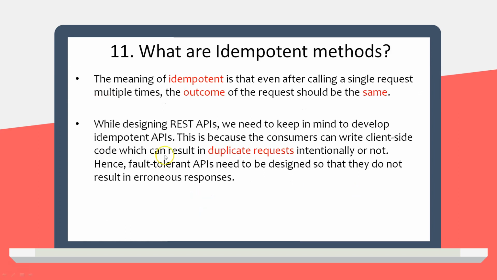So it's a good practice to use forward slashes to indicate the hierarchy between the resources. All right, next question, what are idempotent methods? The meaning of idempotent is that even after calling a single request multiple times, the outcome of the request should be the same. And it is the responsibility of the developers to design idempotent APIs.